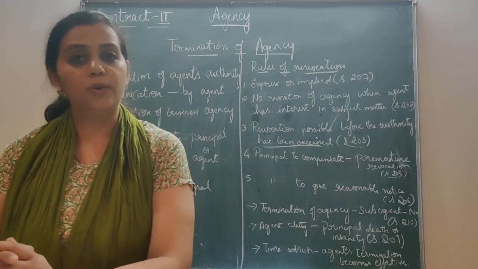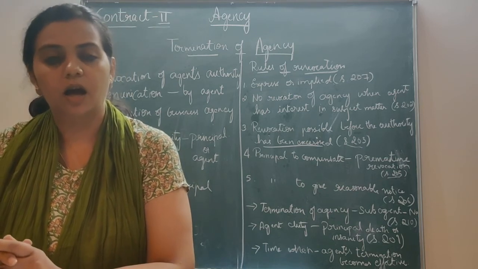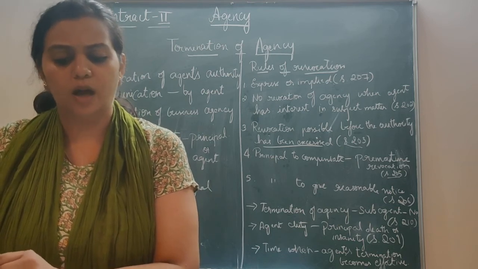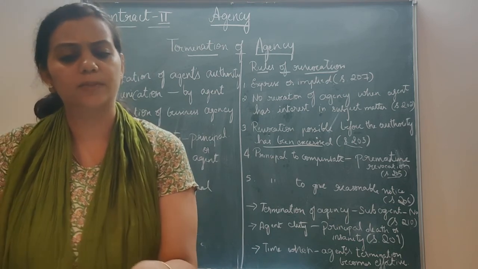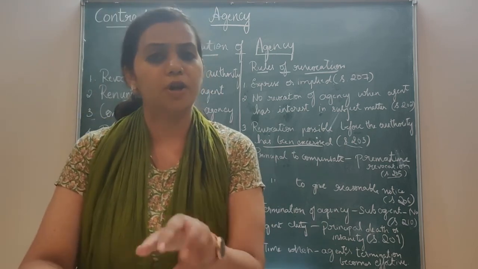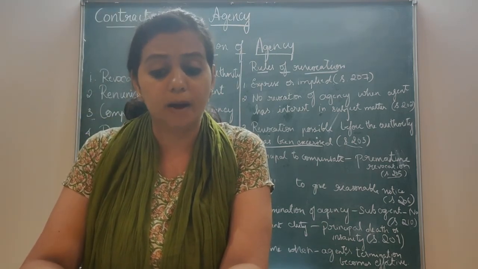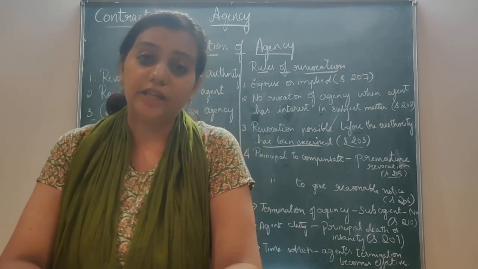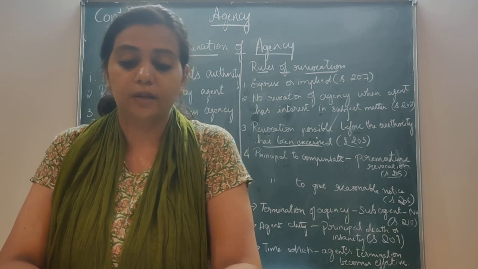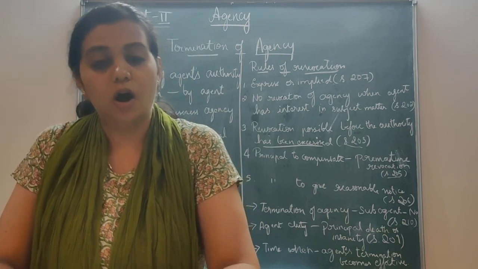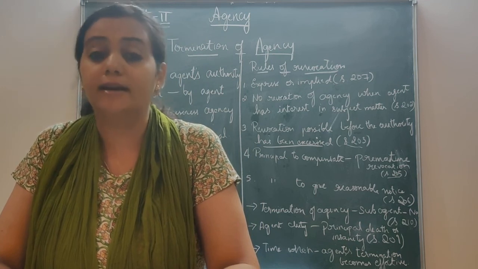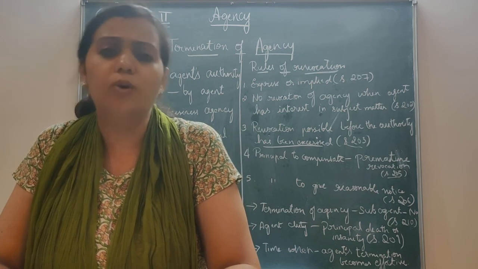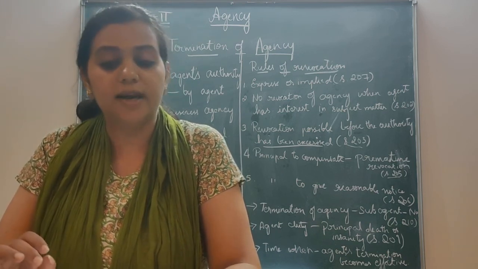Then we went on to the duties of the agent. Under that we also saw sub-agents and substituted agents, and the responsibility towards the principal. We also saw the rights of agents and the duties of the principal. Then we saw the relationship of the principal and the agent with third persons. And finally, we saw how the agency comes to an end, that is, termination of agency from Section 201 to 210. Different modes of how the agency comes to an end.